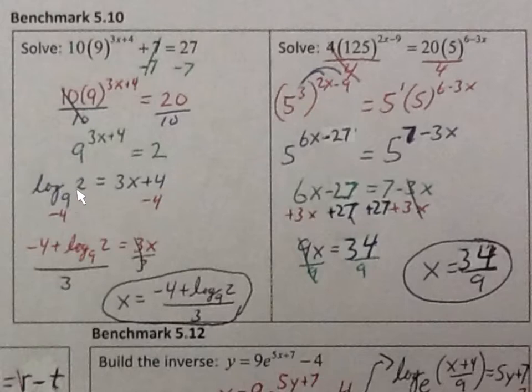It's saying 9 to what power is 2. That's complicated, so we just leave it. It's something you can't really do without a calculator very easily. So we now just solve.